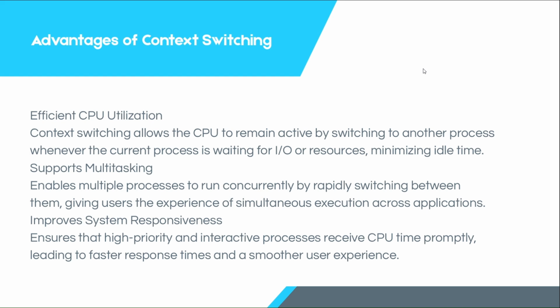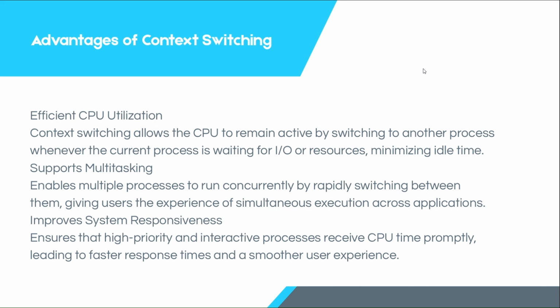Now let's discuss the advantages of context switching. Context switching is one of the most important features of modern operating systems because it provides several benefits that improve both system performance and user experience. The first advantage is multitasking. This is probably the biggest benefit. Because of context switching, multiple applications appear to run simultaneously. For example, while preparing a presentation, we can listen to music, download files, browse the internet, and chat with friends, all without closing any application.